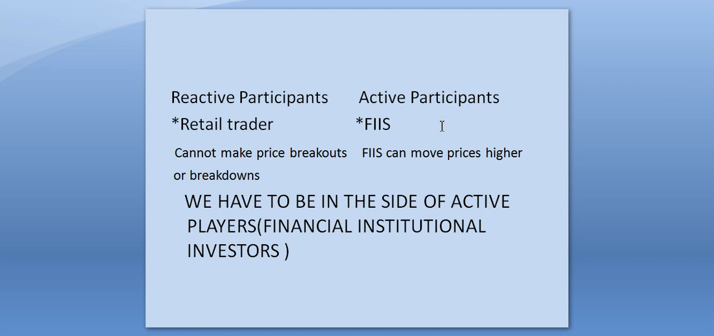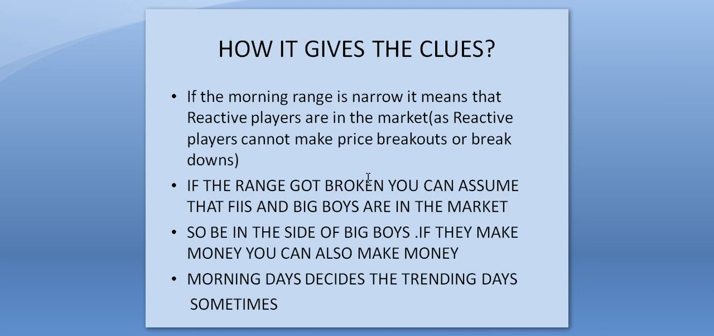From this day onwards, you have to think with respect to active participants or financial institutional investors, because they have the power to move price up or down. They can break out or break down the prices. We have to be on the side of active players. How do you identify it?